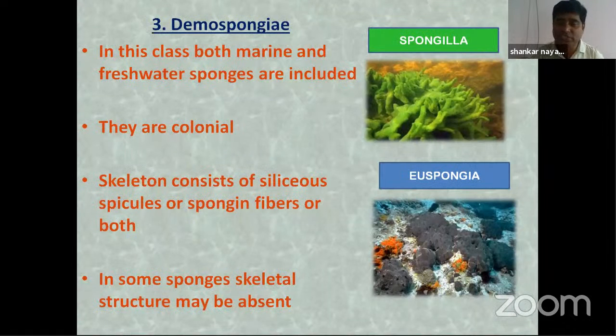The third class is Demospongiae. In this class, both marine and freshwater sponges are included. In the first two classes, exclusively marine sponges are there, but in this class, freshwater sponges are also included. See the first diagram, the first image, this is a freshwater sponge. They are colonial. They cannot live alone. They are colonial. The skeleton consists of siliceous spicules or spongin fibers, or a combination of siliceous spicules and spongin fibers. In some sponges, skeletal structure may be absent. There is no guarantee. In some species, skeletal structure may be absent.